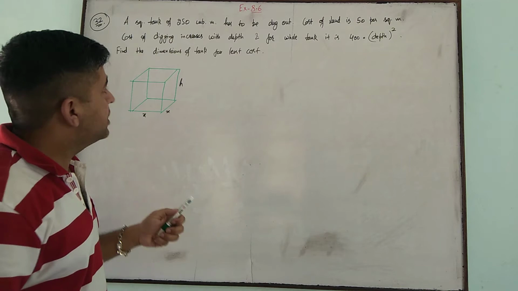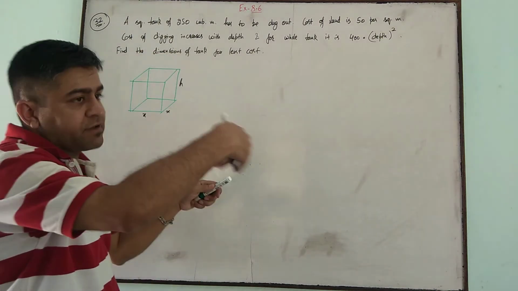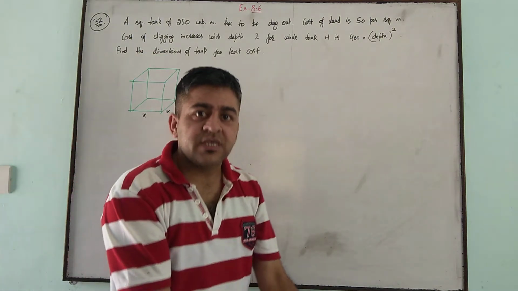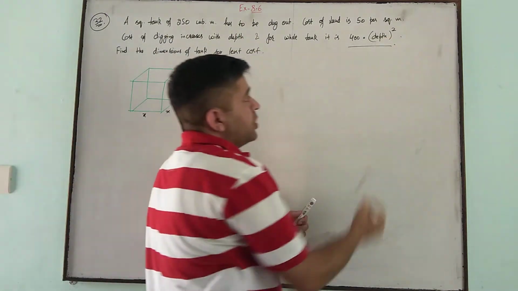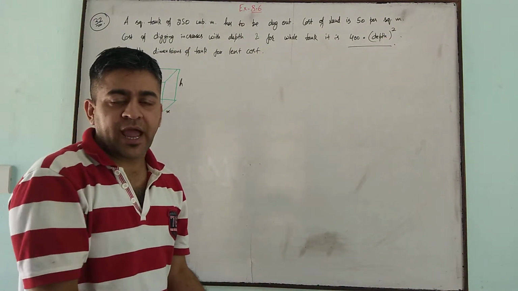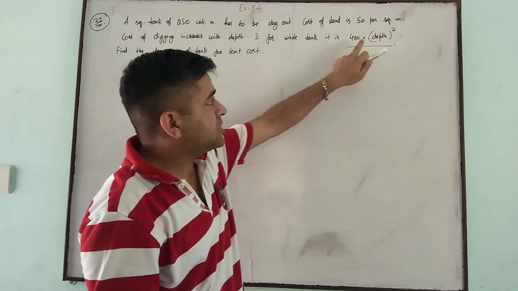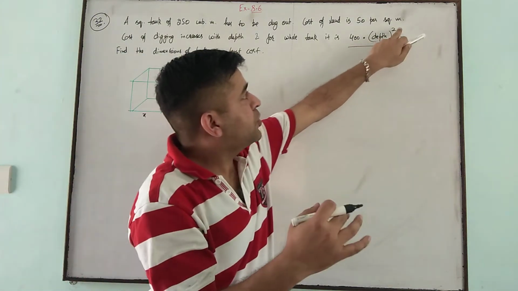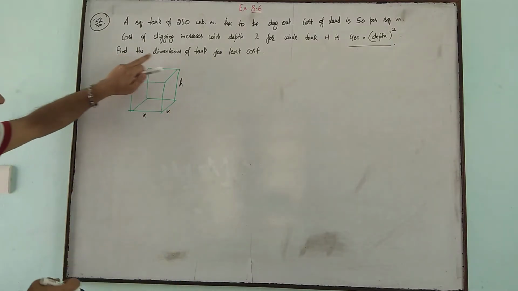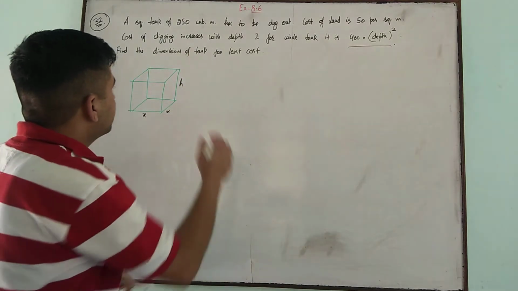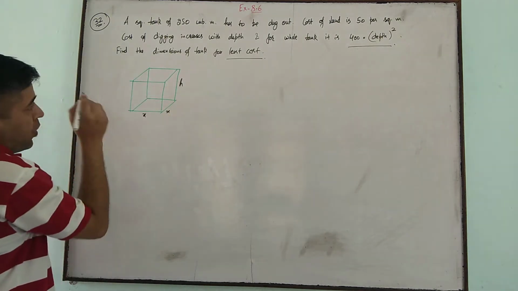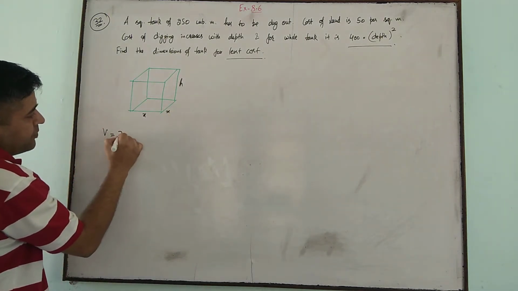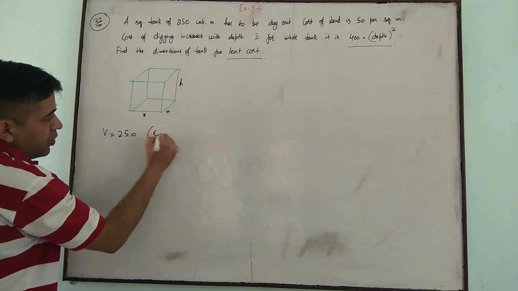The cost of digging increases as the depth increases, and it will be 400 into depth square. As depth will increase, its cost will increase exponentially, right? Find the dimensions of the tank for the least cost. Now cost minimum, volume 250, constant.